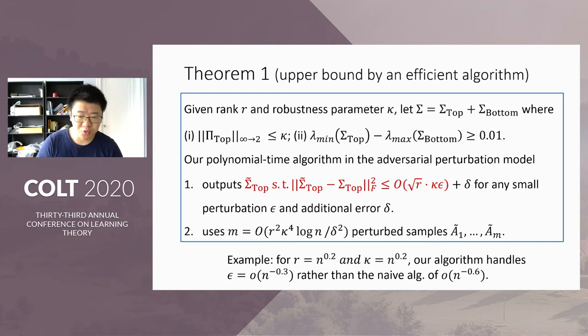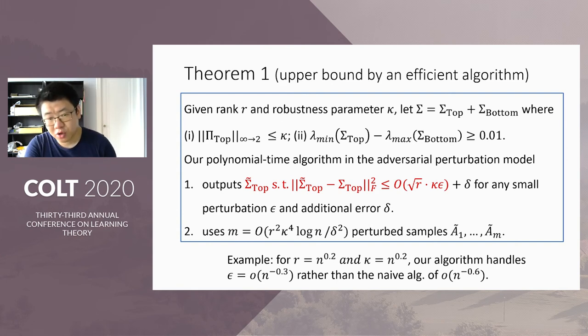Just to give a concrete sense of the parameters: if we set the rank r to be n to the minus 0.2 and the robustness kappa to be n to the minus 0.2, our algorithm could handle perturbations up to n to the minus 0.3. This compares to the naive PCA algorithm, which can only handle perturbations up to n to the minus 0.6.